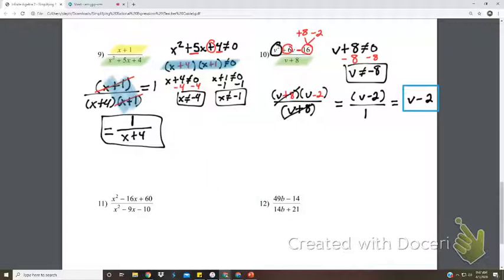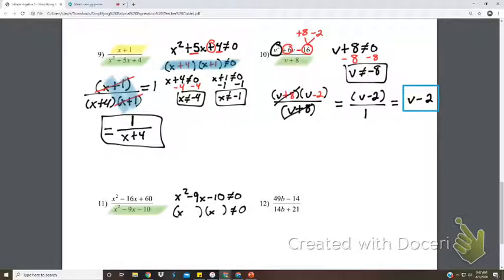Okay, so on number 11, we've got x squared minus 16x plus 60 divided by x squared minus 9x minus 10. Still have to start by finding our excluded values. So I'm going to take the x squared minus 9x minus 10. It cannot equal 0. So I'm going to factor the expression, which is going to help me later.